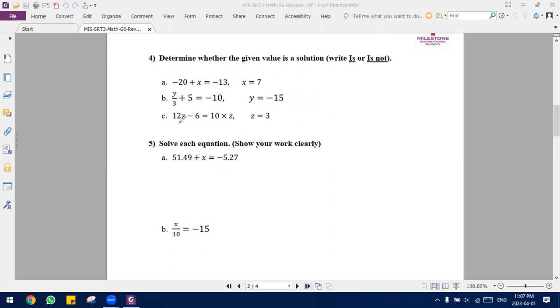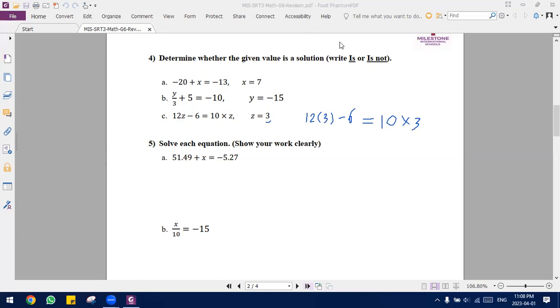Now the last part, 12z minus 6 equal to 10 multiplied by z. Same thing, z is equal to 3. Here we have two z values, so we substitute them. The first one we have 12z. So remember that when we don't have here any sign between them, actually it's multiplication. It's 12 times z. So I do here 12 times 3, and then we have the minus 6. Now you put the equal sign and you work out the second part alone. Equal to 10, and then times, instead of z, we put 3.